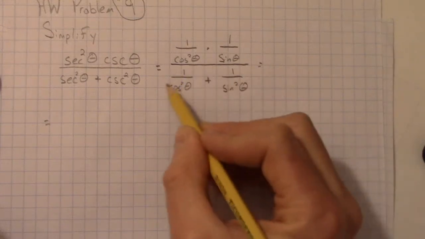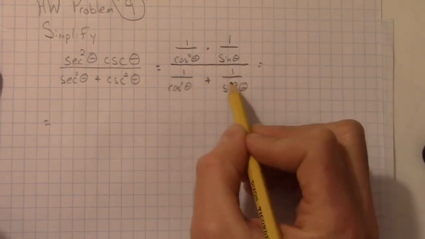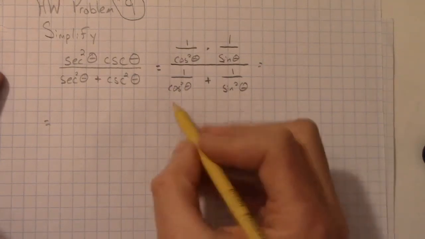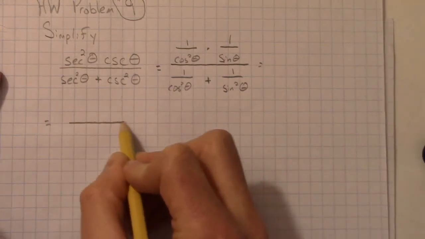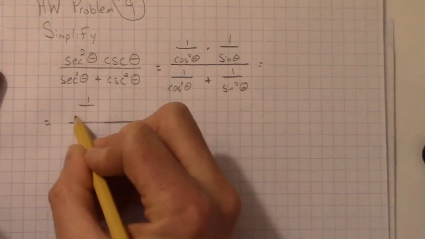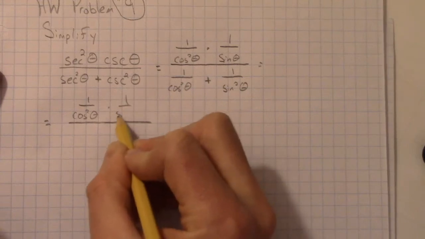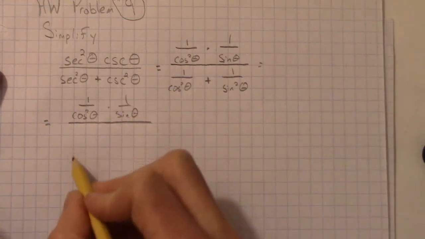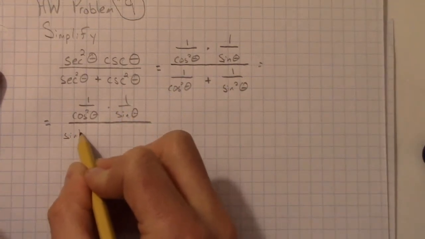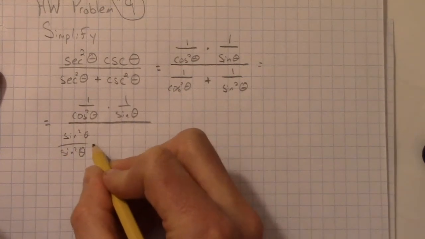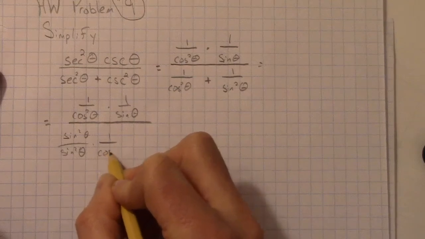So for this piece right here, in order to add them, this is missing a sine squared, this is missing a cosine squared. So I'm going to multiply the bottom. So my numerator is the same, cosine squared theta times 1 over sine theta. So I just rewrote that. And then I need sine squared theta over sine squared theta in my denominator.